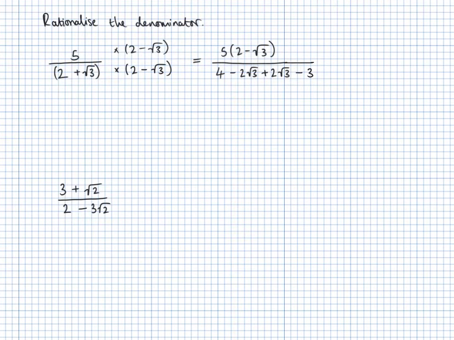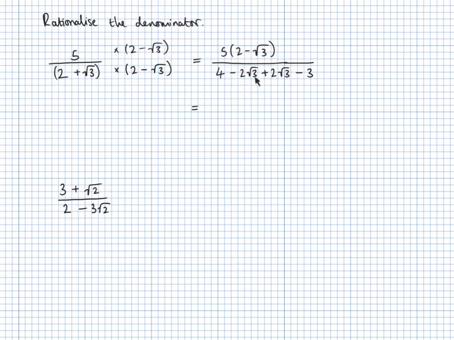Now I'm going to try and simplify it, and I'm going to multiply at the top. So the top's going to be 5 times 2, which is 10. 5 times the negative root 3, which is negative 5 root 3. Here, the 4 take away 3 will give me a 1. And this negative 2 root 3 and adding 2 root 3 here, they're just going to cancel each other out.